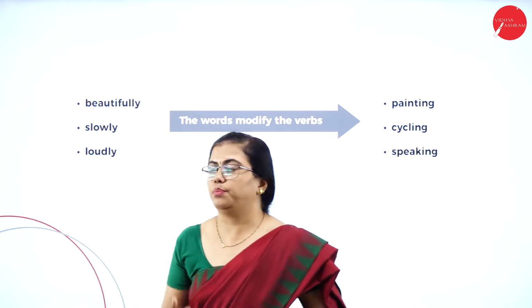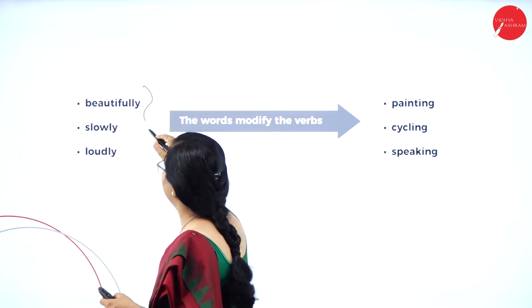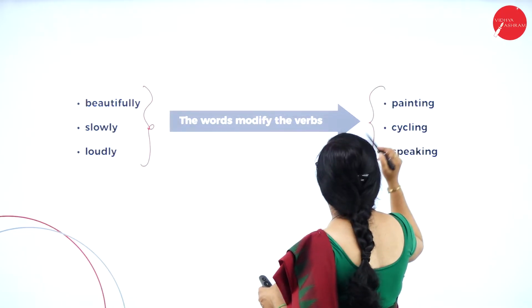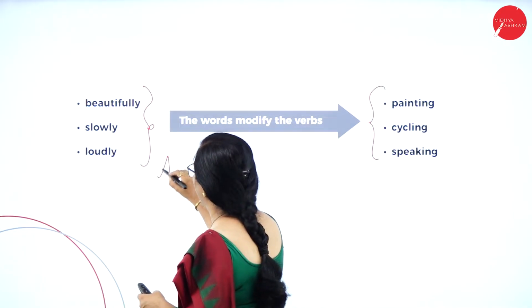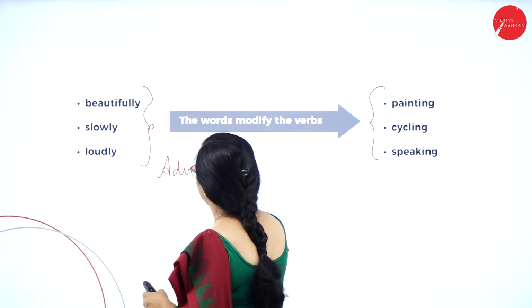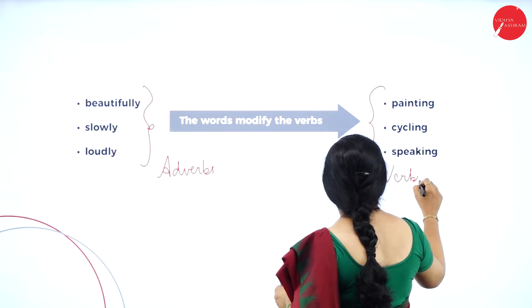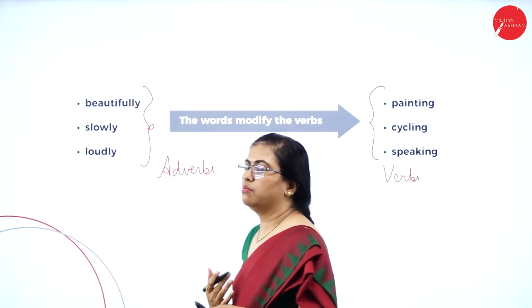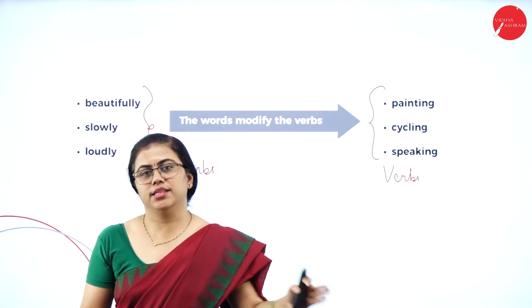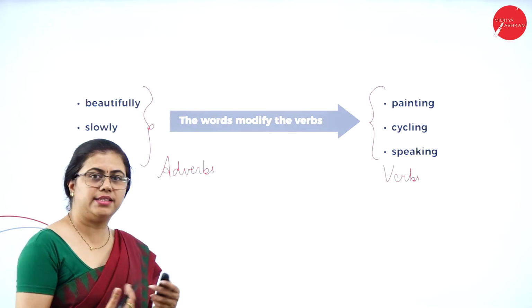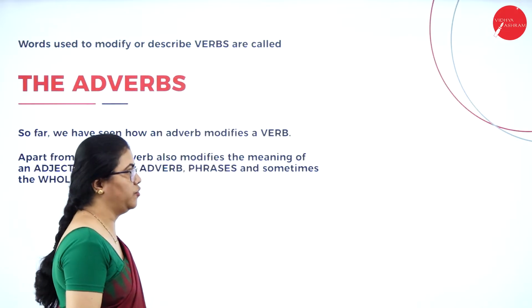We just saw in the previous slide in these sentences, these three words modified the verbs here. So these are called adverbs, and these are called verbs. Fine. So adverbs modify verbs. Till now, this is our knowledge. What else does an adverb do? That is what we have to understand.